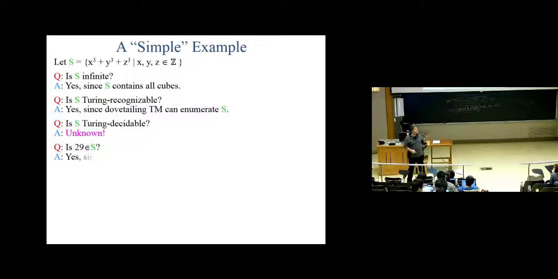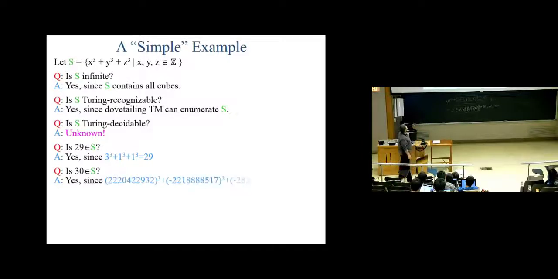Okay, that was easy. What if I say the number is not 29, but instead it's 30? Is 30 the sum of 3 cubes? And this one I won't ask you to guess, because the answer is yes, but this is why. This cube plus that cube plus that cube is 30. And some of them are large negative numbers. I didn't believe it either when I saw it. I plugged it into the Google calculator, and sure enough, it adds up to 30 when you cube these things and add them up.